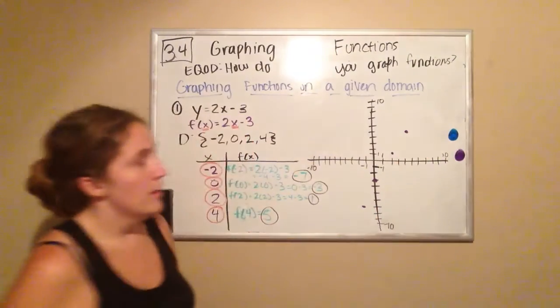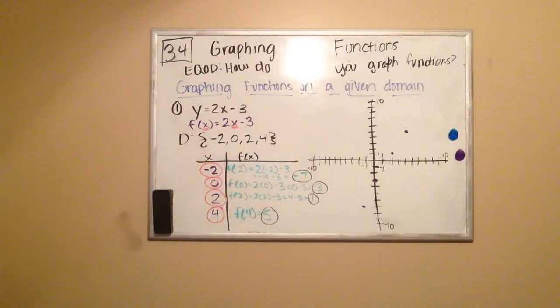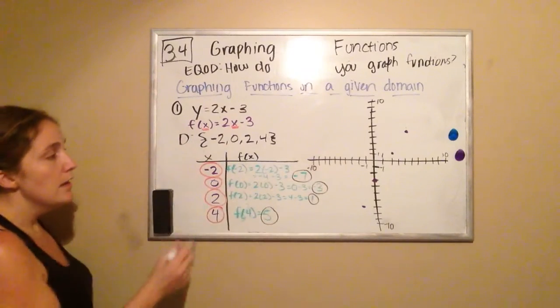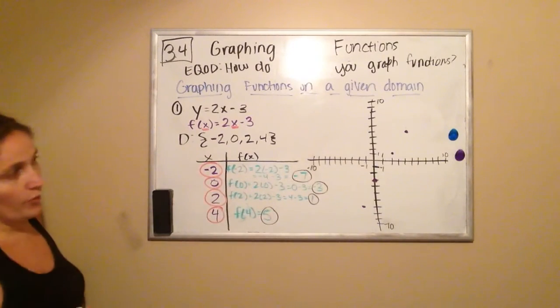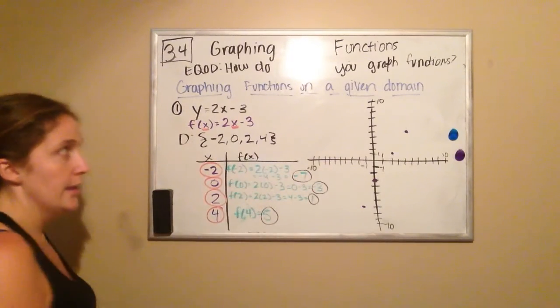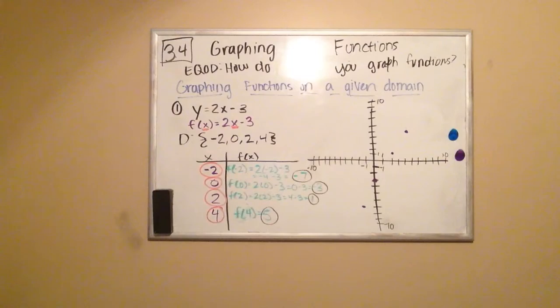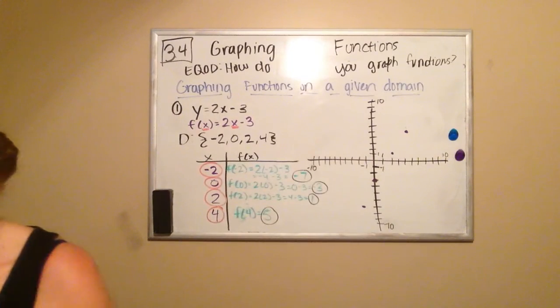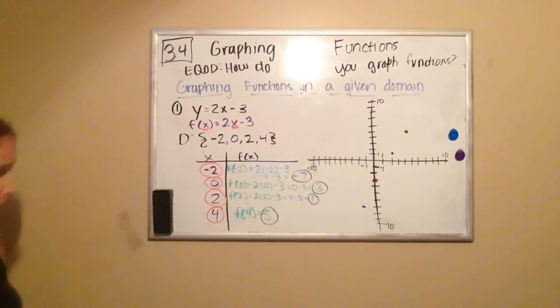4, 5. Alright, so your intuition might be to connect these. That's what we've always been told, connect them with a line and put arrows at the end. But this was a given domain. We only were allowed to plug these 4 values in, so these are the only outputs we could get, so we cannot put a line there. This is on a specific domain. Let's look at one more example on a given domain.